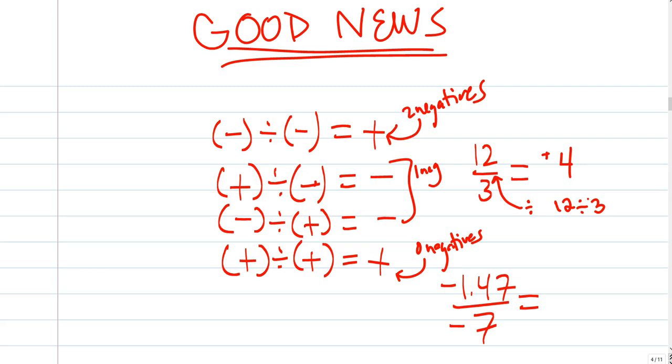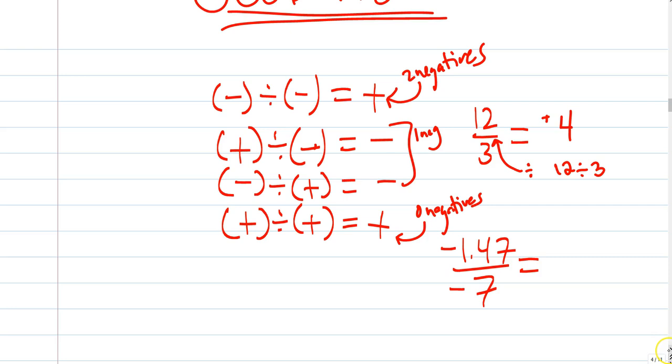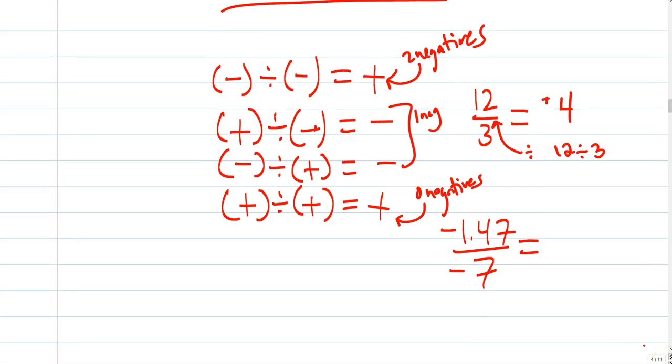Okay? Negative 1.47 divided by negative 7. Oh man, I thought those decimals were going to go away. Let's just deal with this at the beginning. A negative divided by a negative, the result will be positive, just like it was with multiplying. Can you do 1.47 divided by 7 in your head? I can. It's not some great magic trick. All I'm doing is this in my head.